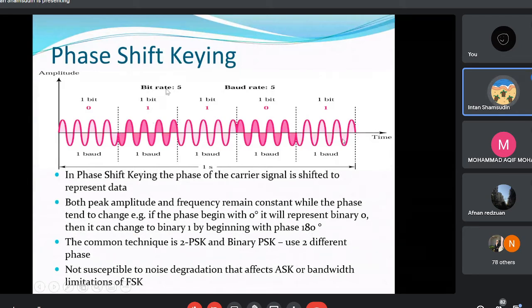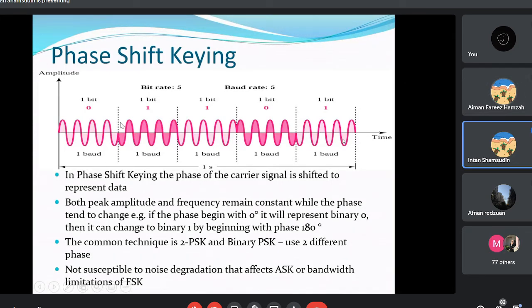Bila kat sini from binary 0, okay, dia akan start dengan 0 degree. This is 0 degree. Alright. And then bila binary 1, dia akan shift to 180 degree. So kalau kat sini 0, akan jadi macam mana? Dia punya form di atas. Betul. Macam tu lah. Right?